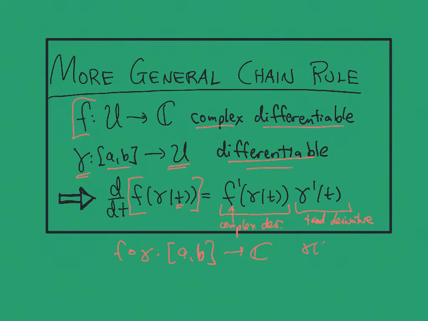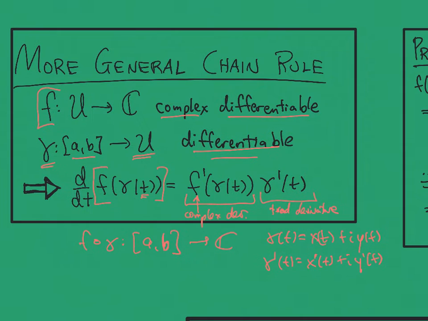And so here you could think of gamma as basically a vector-valued function. Maybe you would write it as x of t plus i y of t, and gamma prime of t would just mean take one-variable derivatives of each component.